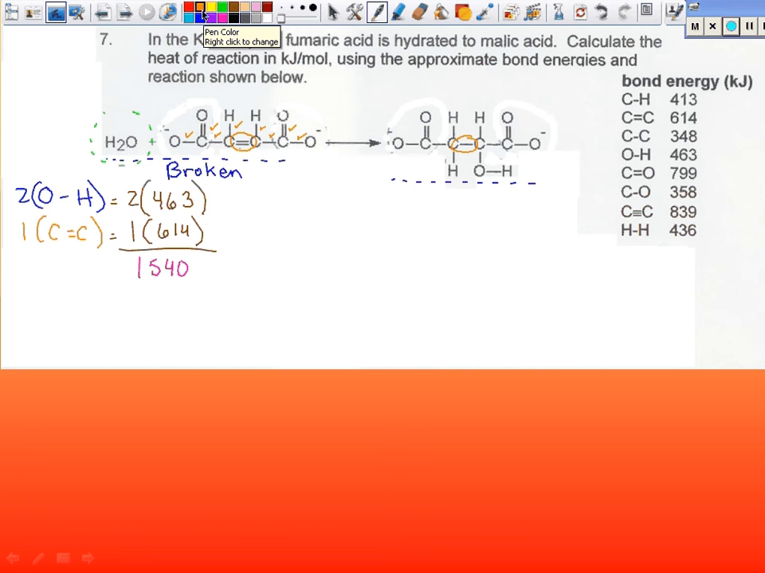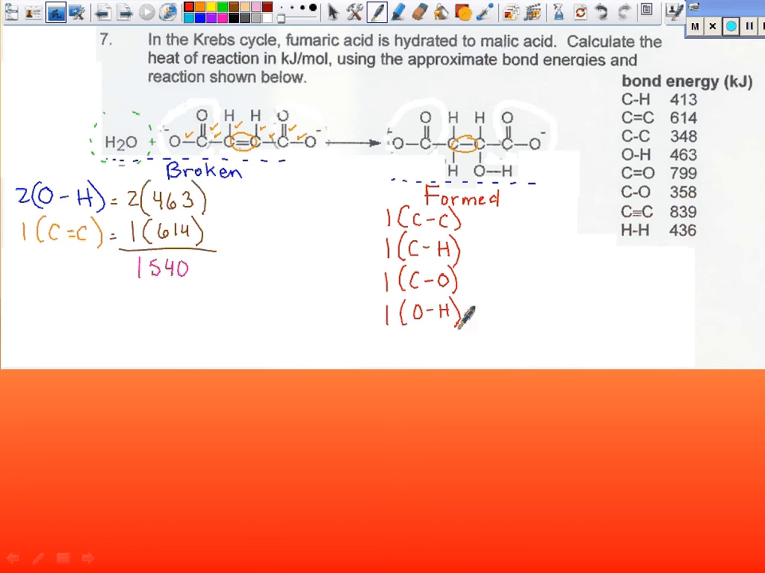We formed one carbon-hydrogen bond. We also formed one carbon-oxygen bond. And anything else? One OH bond. Does that make sense? Okay, so that was formed, this was formed, this was formed, and this was formed. So now we just need numbers. What's wrong? I told you that this is the most challenging. This is the one that's the most difficult to do.